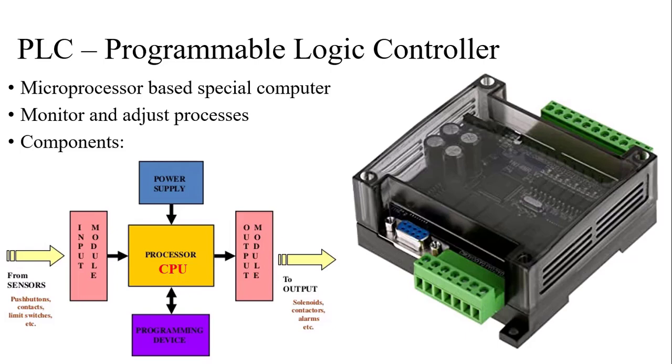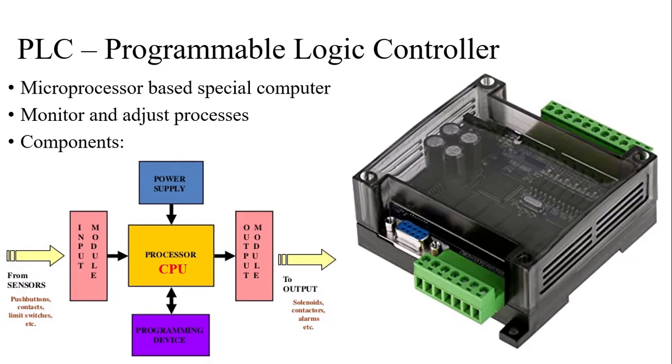Clear? And then there's an output module. Output module: your contactors, then your solenoid valves, then your alarms. Fine. Through the different sensors, it can take the input and send it to the different output channels like your actuators, like your solenoids, like your motors. It can move these kinds of things. So it requires a power supply.